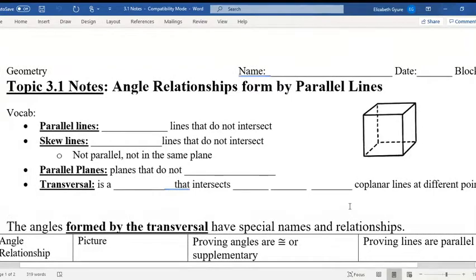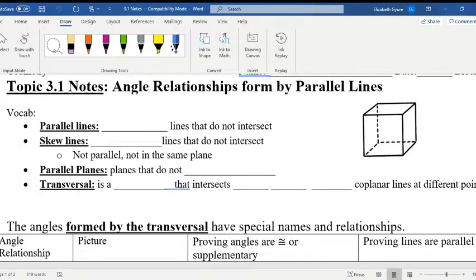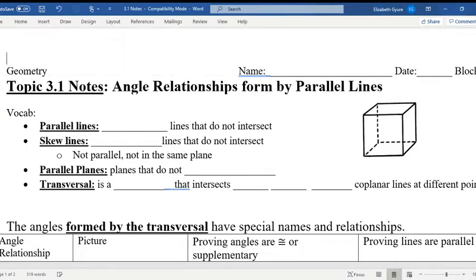Simply, parallel lines, you've heard of them, you did them in Algebra 1. Parallel lines are simply two lines that do not intersect. Technically, two or more lines that don't intersect, but for right now, we're just going to focus on two. Two lines that do not intersect.